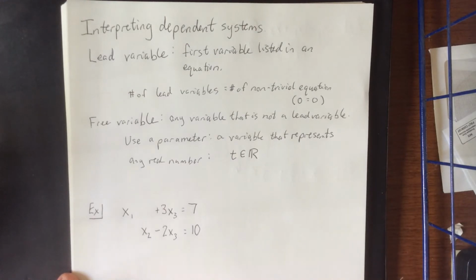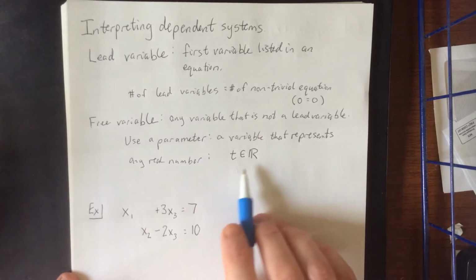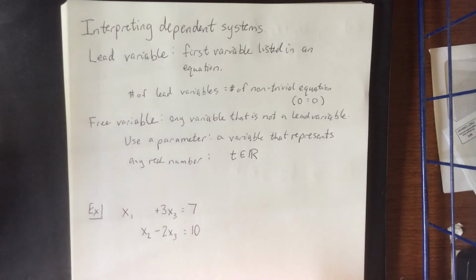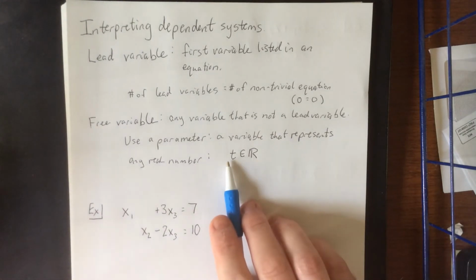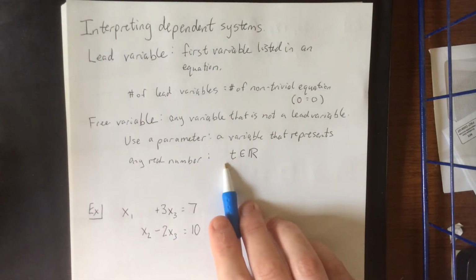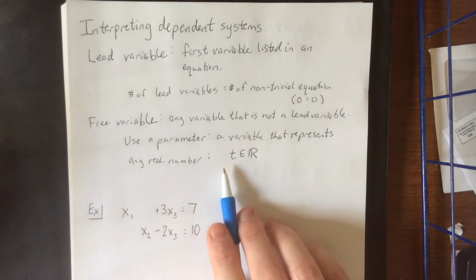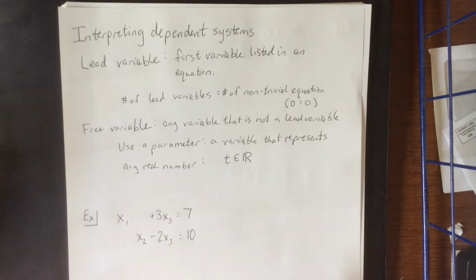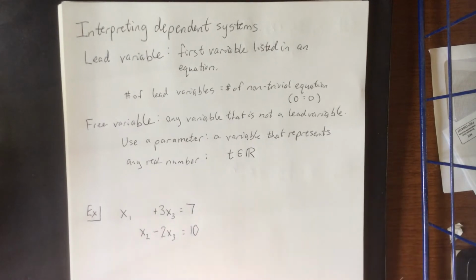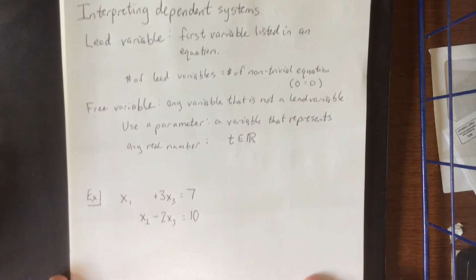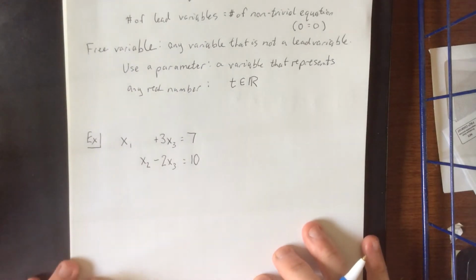Now, the goal is to get our dependent system in terms of whatever parameter or parameters we happen to be using in the problem. If there's more than one parameter, like if there's a second parameter, I would recommend s, and if there's a third parameter, I would recommend r. Now, with those things in mind, let's actually take a look at a couple of examples of dependent systems and see if we can make use of this parameter notation.